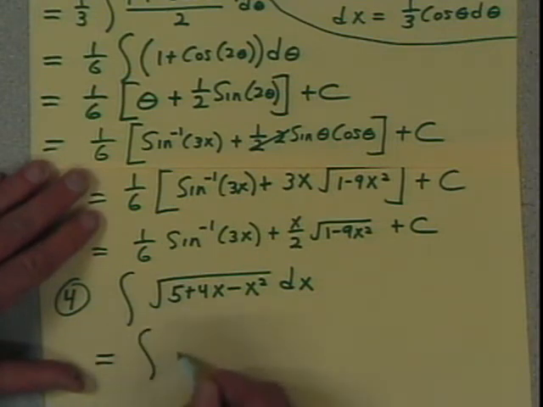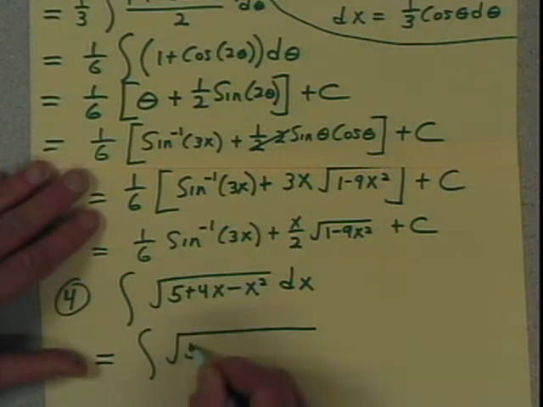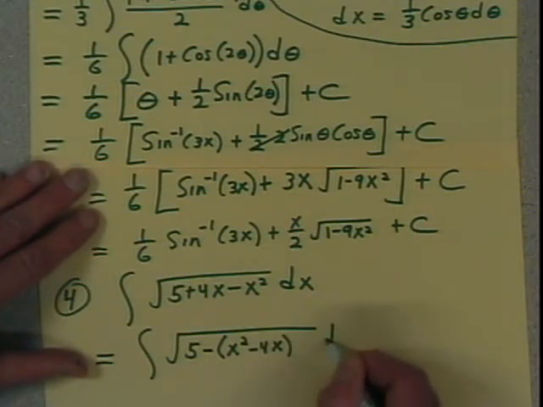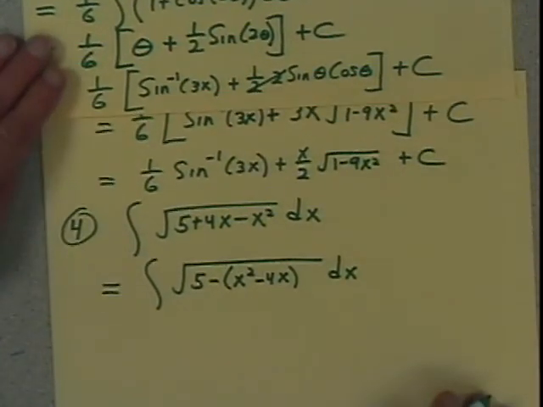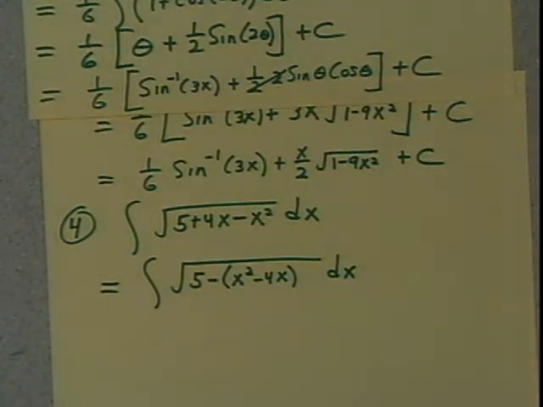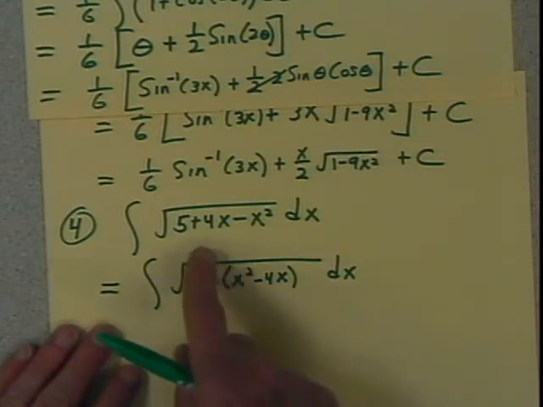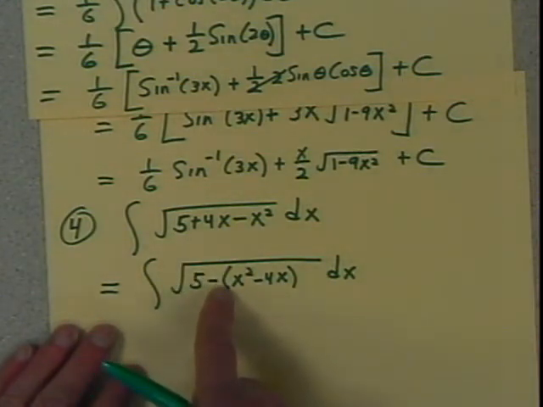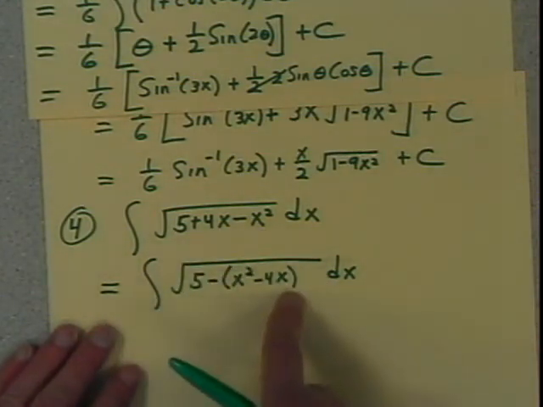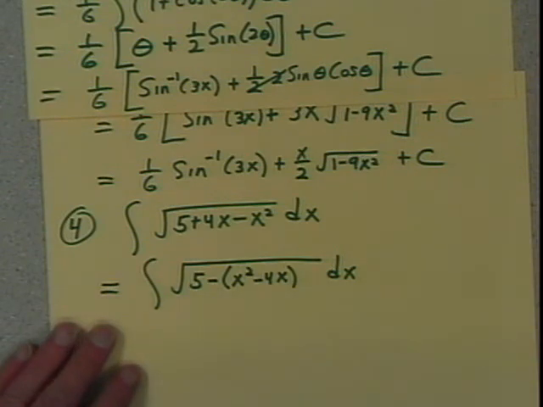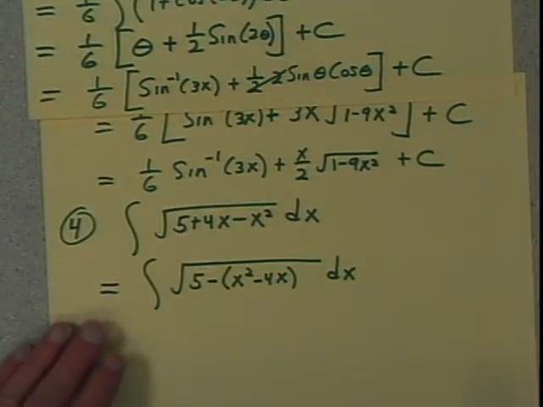Okay, so this is the integral of the square root of 5 minus x squared minus 4x dx. This is what's called being very careful. Are you okay with that move? It's quite a move. I kept the 5, I put a minus sign and converted this to x squared minus 4x in parentheses. Actually, that's good algebra, sort of. Yes? No?